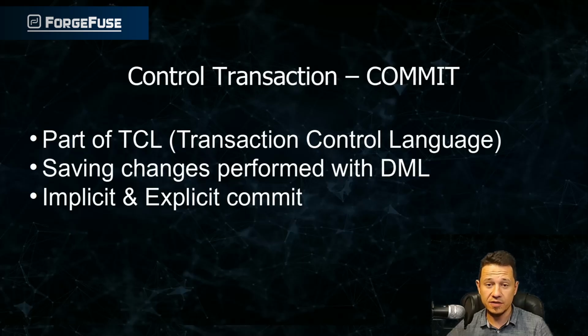In previous lessons, we talked about how changes performed with DML commands like insert, update, or delete are not saved until we commit them. Until we commit them, that data is not visible to any other users. It is visible only in our session. To save the changes on the database, we use the commit command. Think of commit as a save button.